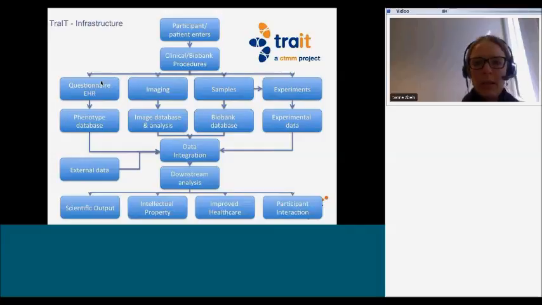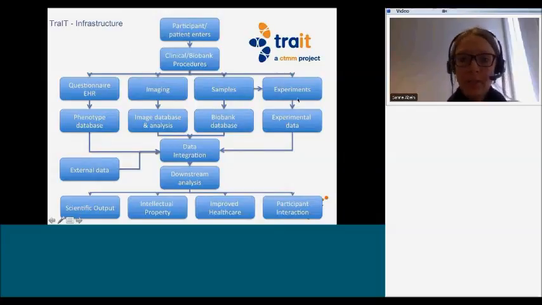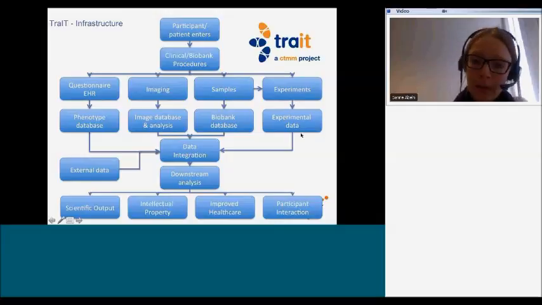If you look at the data flow through TraIT, this is how the workflows have been envisioned. This is the level of the sample or the patient or the participant, and then you see that all these different data types are collected. And then there's also data integration. Now, in TraIT, we've chosen some specific tools that can solve some of these individual problems for the data capture and the data integration.